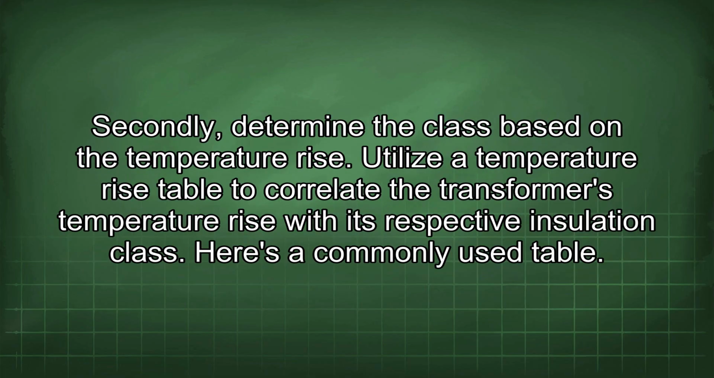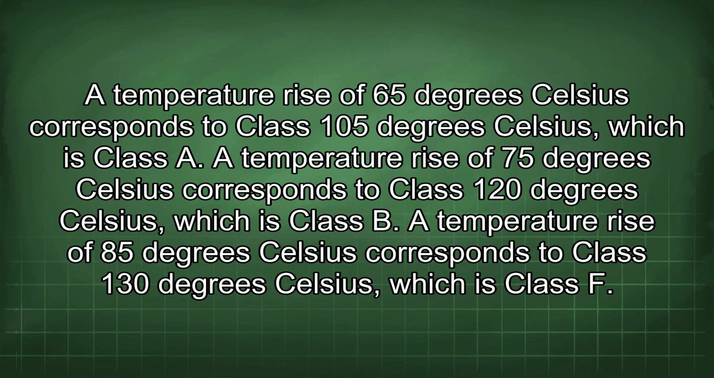Secondly, determine the class based on the temperature rise. Utilize a temperature rise table to correlate the transformer's temperature rise with its respective insulation class. Here's a commonly used table. A temperature rise of 65 degrees Celsius corresponds to class 105 degrees Celsius, which is class A. A temperature rise of 75 degrees Celsius corresponds to class 120 degrees Celsius, which is class B.